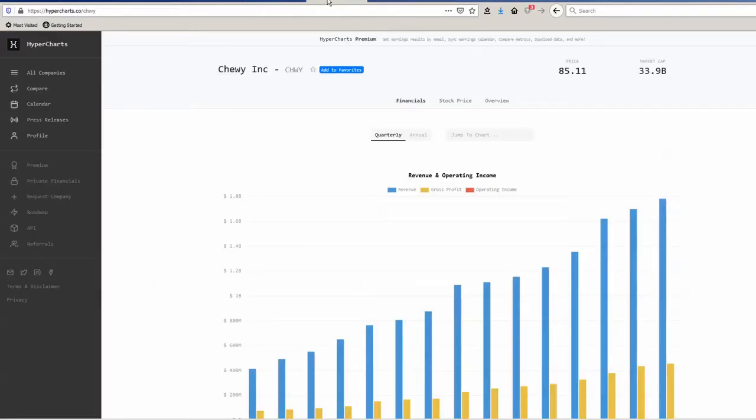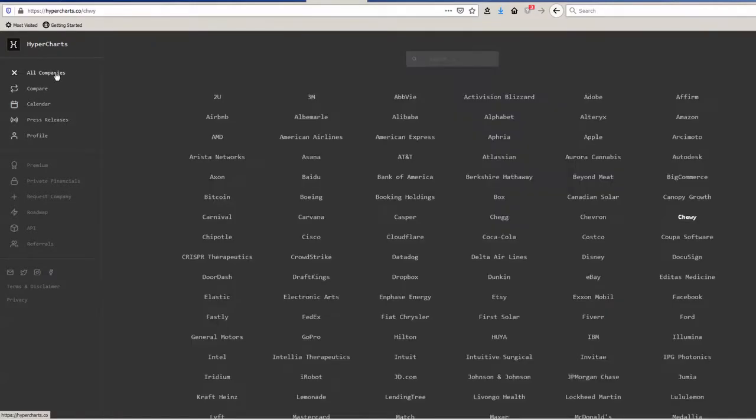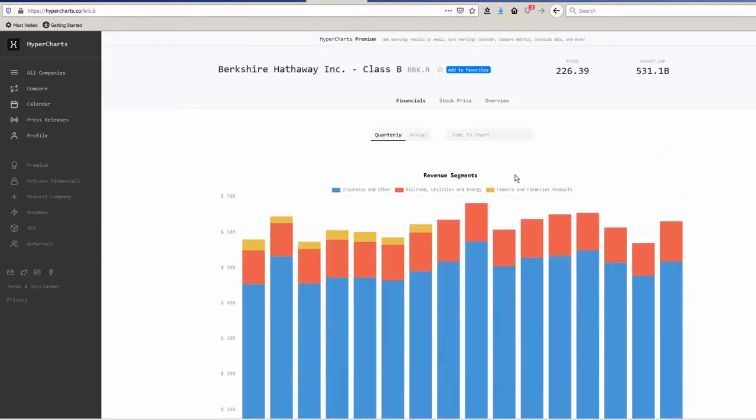Now I've got quite a cool one here, which is called Hypercharts. Now the Hypercharts one I don't use as much, but what I do find it useful for is if you're a very visually oriented person, or you're looking to find a bit more of a breakdown in the numbers, then Hypercharts is the place to go. So if we have a look at all companies, let's have a look at Berkshire Hathaway here.